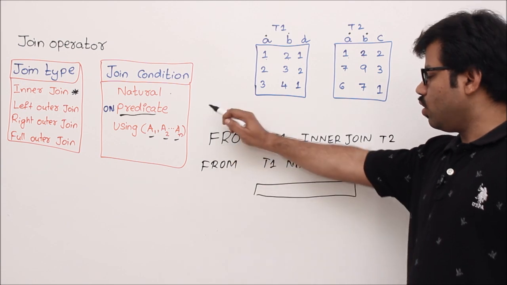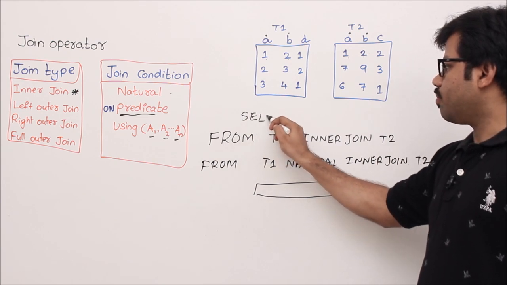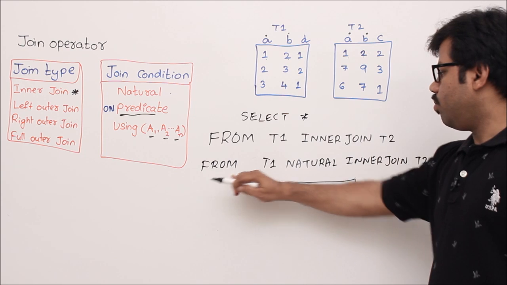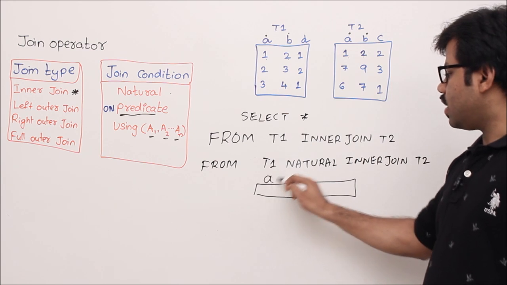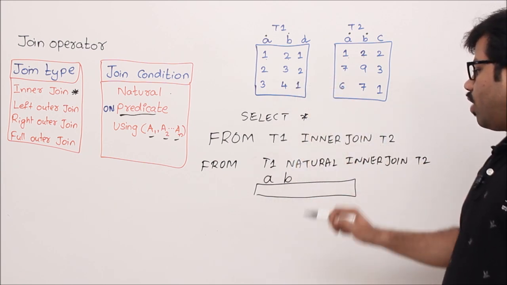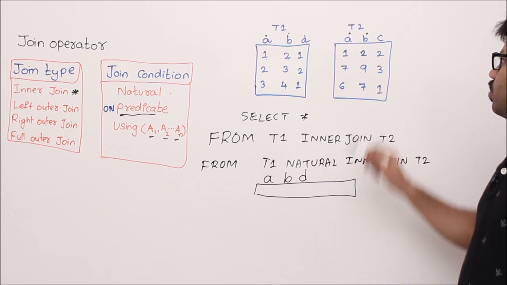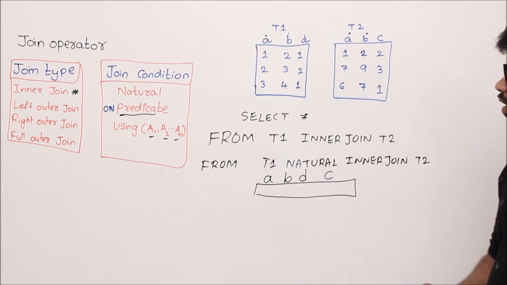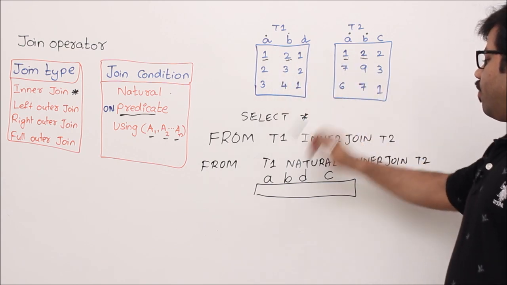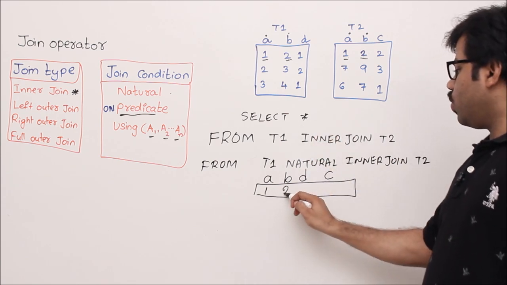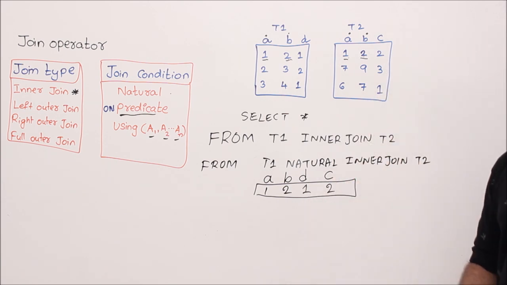If you write a query, you know what to write here. For example, select star from T1 natural inner join T2. Then all the columns will be printed, but since it is a natural join, the common columns will be printed only one time, A, B. After that, let's say D, table 1's different column, and table 2's different column, C. Now since this one matches with this one, and this 2 matches with this 2, the A, B values are matched, so it will be 1 comma 2 here, and the corresponding D is 1, and the corresponding C is 2. So this is the result of the natural inner join.